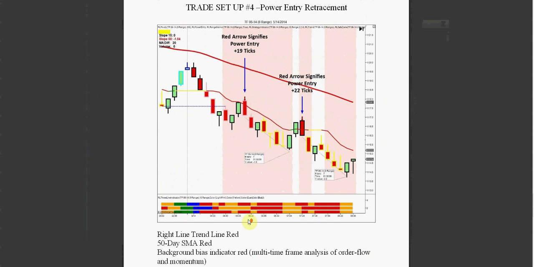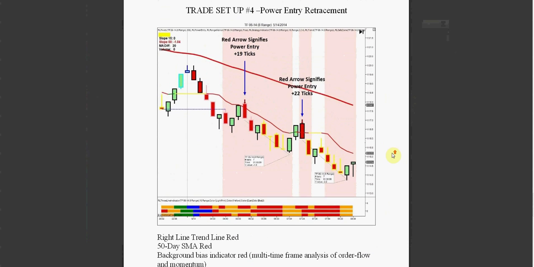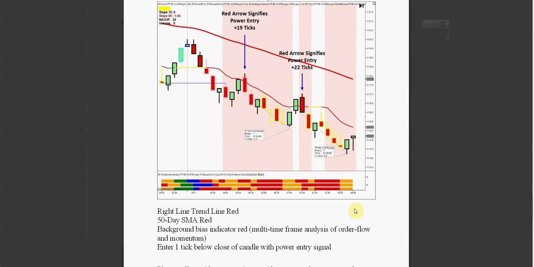Alright, let's see what this one is. Power entry retracement. Looks like this one happens when you get a red arrow, or I'm assuming a green arrow. Alright, Rightline trend line is red. 50-day SMA is red. No, this is the 50-day SMA, I'm guessing. And that's the trend line, I'm guessing. Alright, background bias indicator red, which is what we can see back here. Alright, and then enter one tick below the close of the candle with power entry signal. Here's the power entry signal. And so there would have been our entry. Same thing here. Would have been our entry.